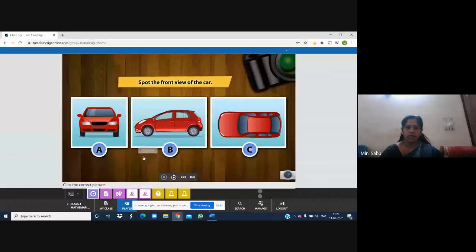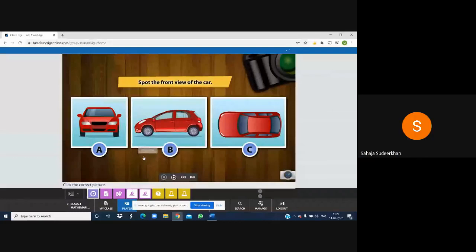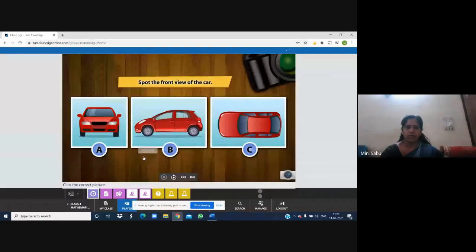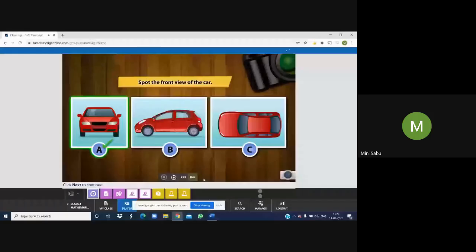This is the front of the car. You are right. This is the front view of the car. Let us go next.